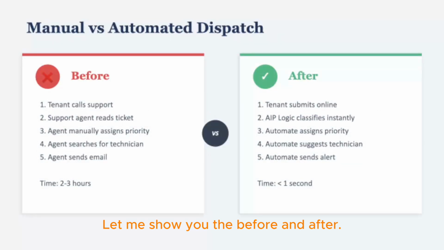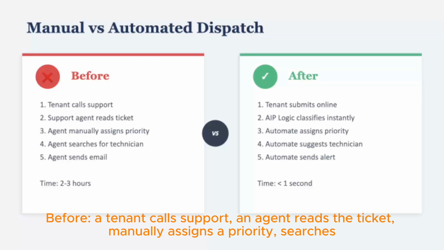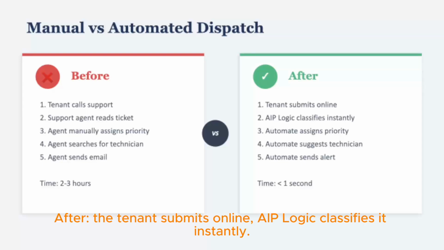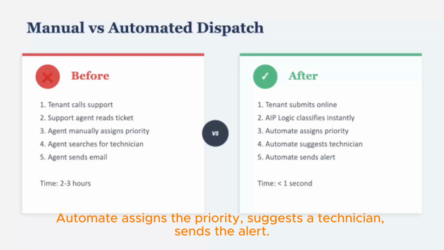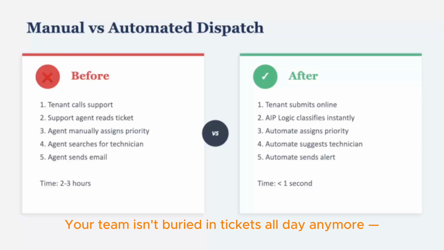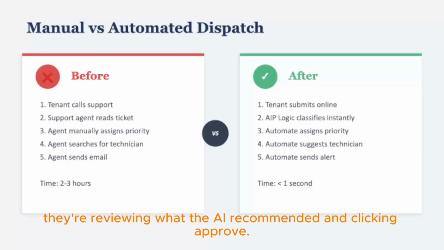Let me show you the before and after. Before, a tenant calls support. An agent reads the ticket, manually assigns a priority, searches for a technician, and sends an email. 2 to 3 hours. After, the tenant submits online, AIP logic classifies it instantly. Automate assigns the priority, suggests a technician, and sends the alert. Under 1 second. Your team isn't buried in tickets all day anymore. They are reviewing what the AI recommended and clicking approve.